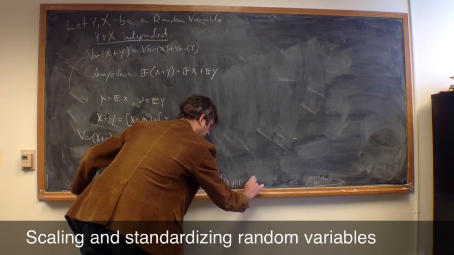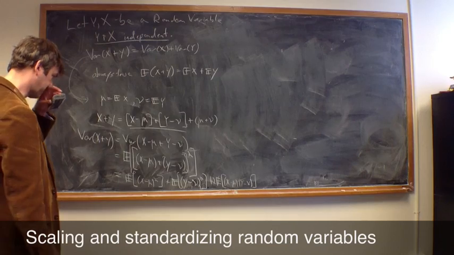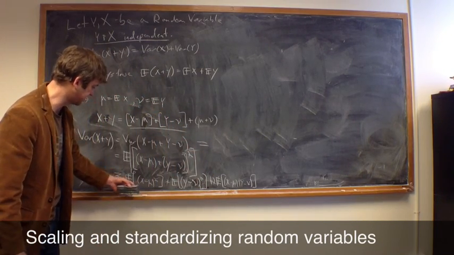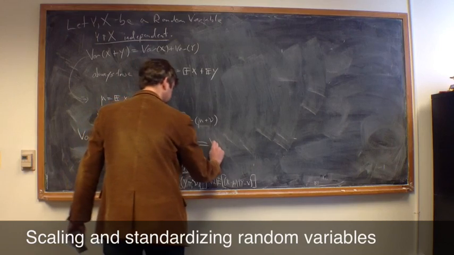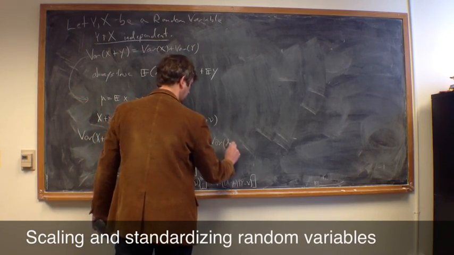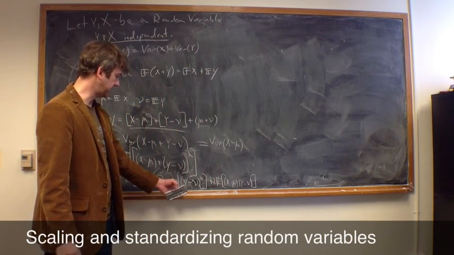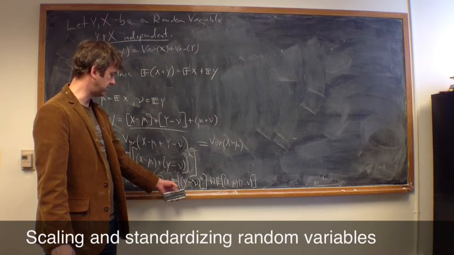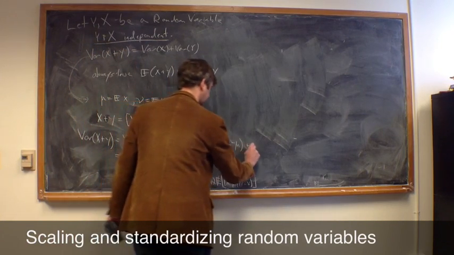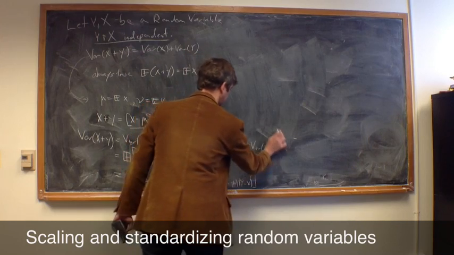Okay, so the first term, just continuing here, the expected value of this is just the variance of x minus mu. And this term is just the variance of y minus nu.